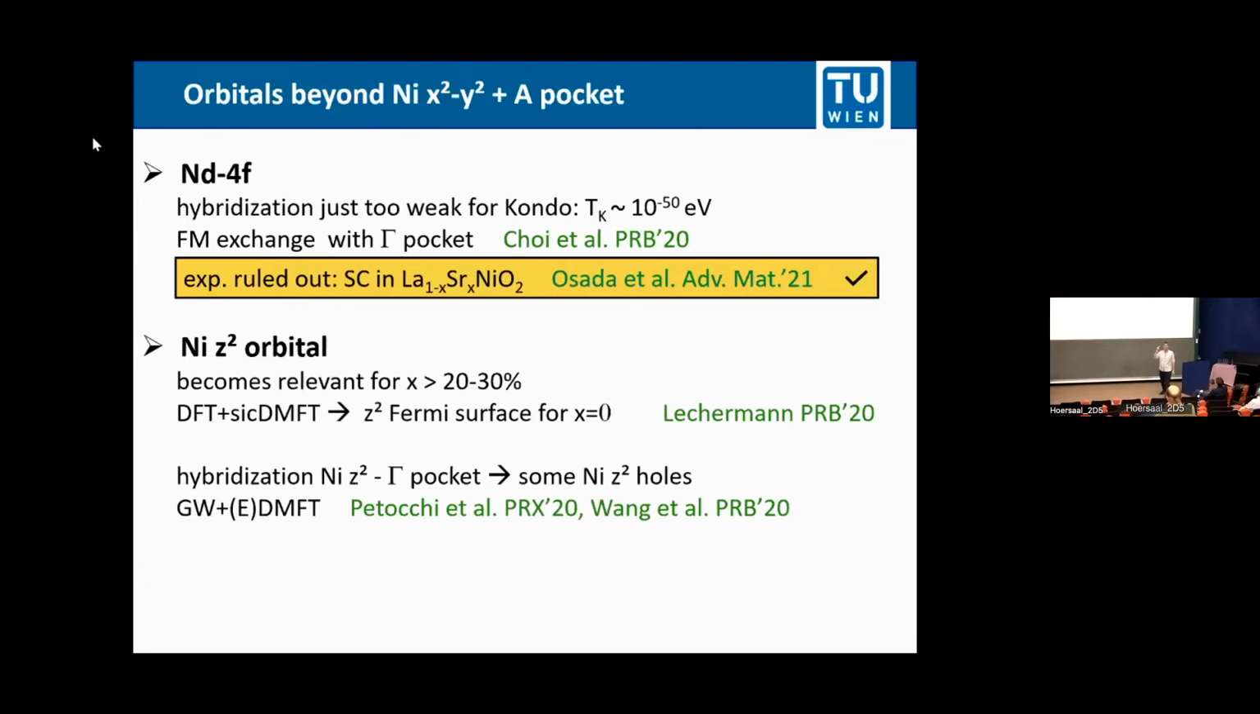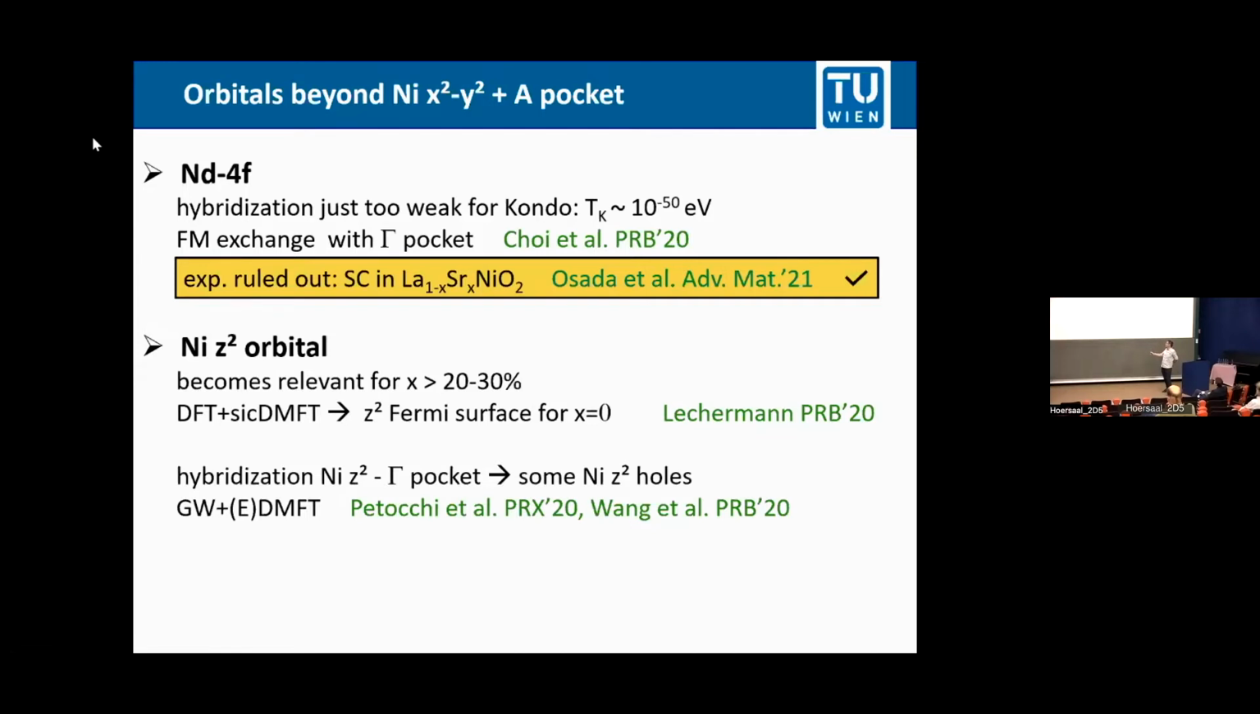For the z squared orbital, the discussion is still ongoing. There are some calculations by Frank Lechermann using a new thick DMFT, and this new variant of DMFT finds a z squared Fermi surface. You don't get it in the other DMFT or GW plus DMFT calculations. They are very similar to what I've shown you. Also, in our calculations, the z squared orbital becomes relevant. It pushes up this doping, but it only becomes relevant if you are beyond the superconducting doping regime.